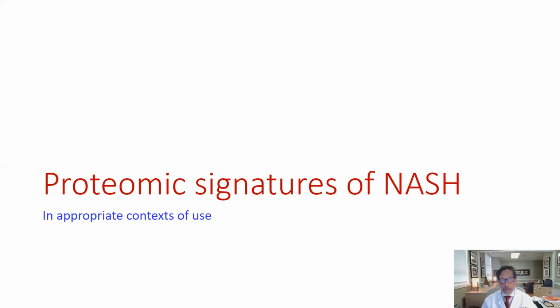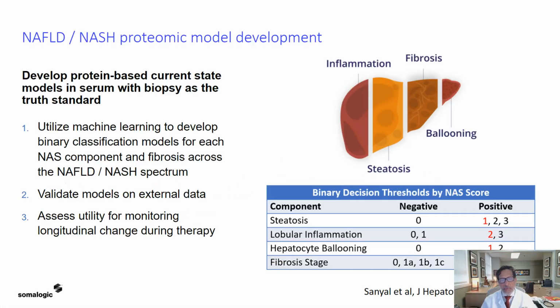Now we move to proteomic signatures of NASH in the appropriate context of use. We're going to speak primarily of the diagnostic context of use first, and then a little bit about disease monitoring and treatment response. So how did we go about this? What I'm going to discuss with you is a collaborative project that we engaged in with SomaLogic through the NASH Clinical Research Network, which is an NIH-funded research network that I had the opportunity to be part of.